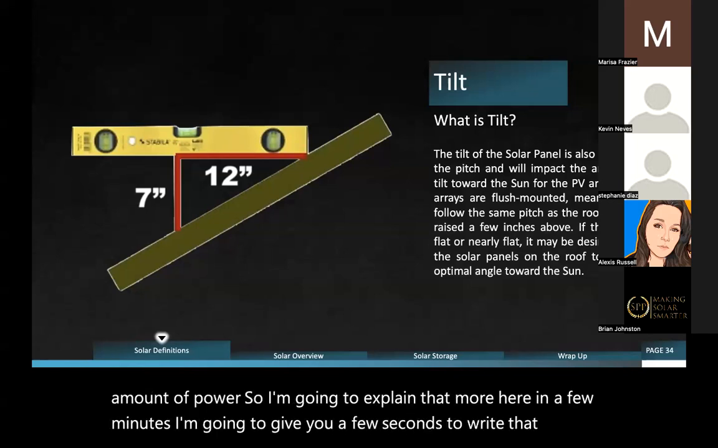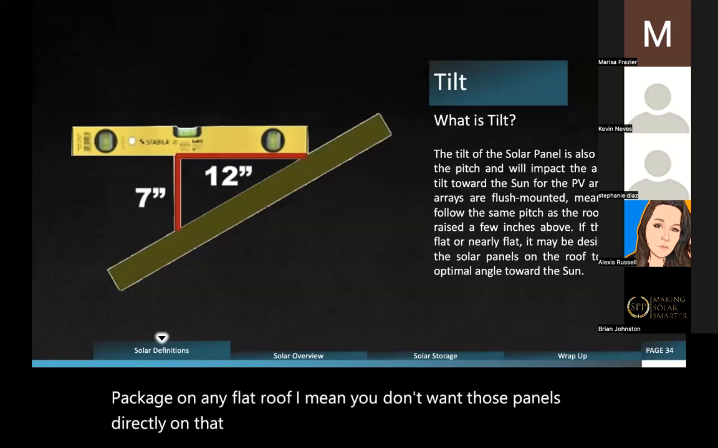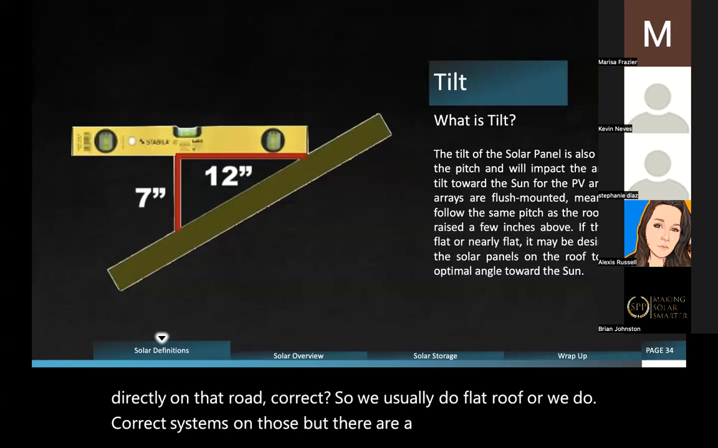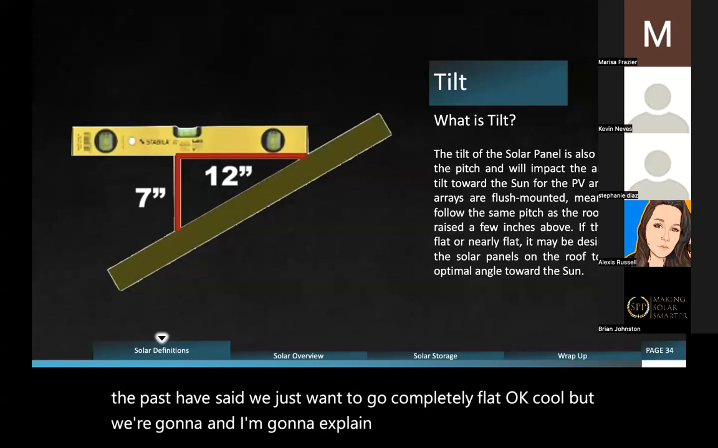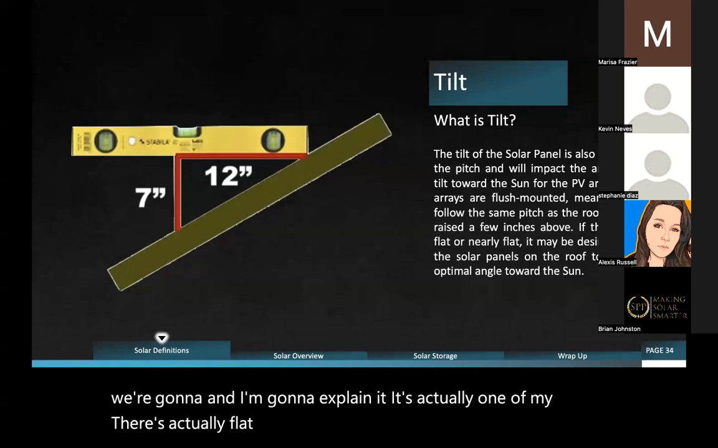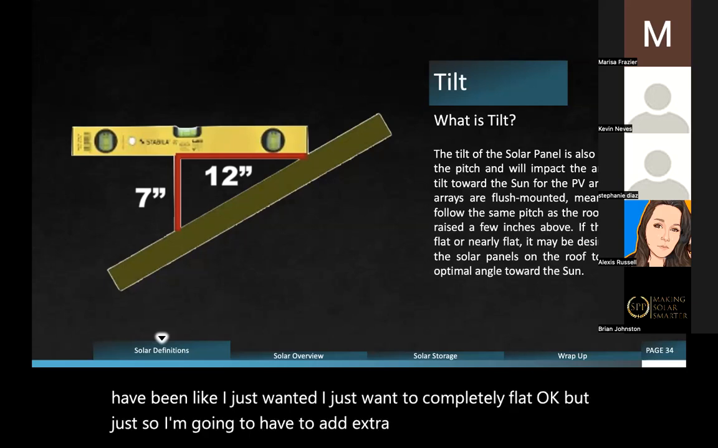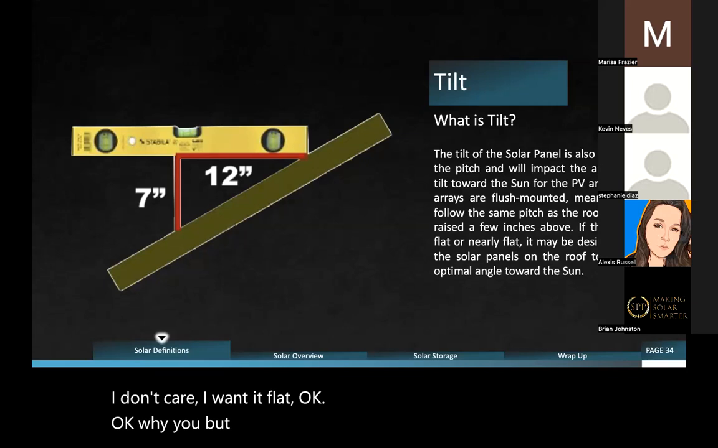Chris, wouldn't you put brackets on any flat roof? I mean, you don't want those panels directly on that roof. Correct. So we usually do flat roof or open systems on those, but there are a few customers in the past who have said, yeah, we just want to go completely flat. I've had a couple customers who said, I just want it completely flat. Okay, but just so you know, I'm going to have to add extra panels. I don't care. I want it flat. Okay. It's just aesthetics for some people.